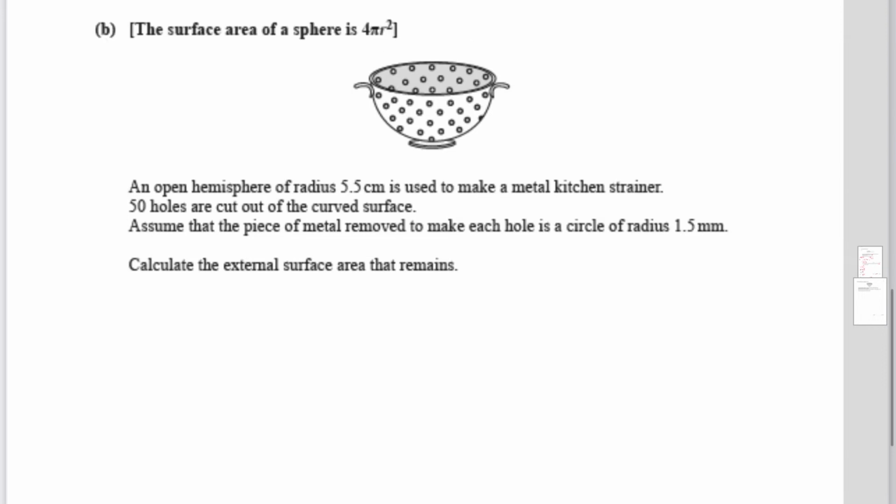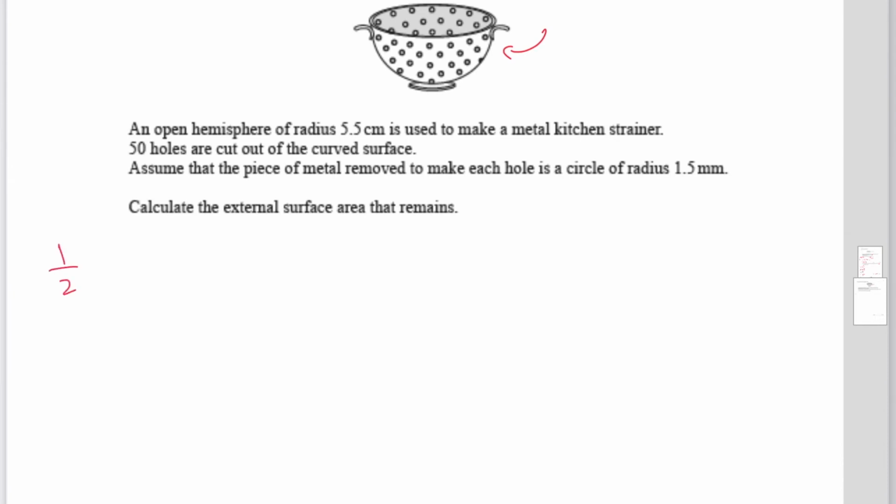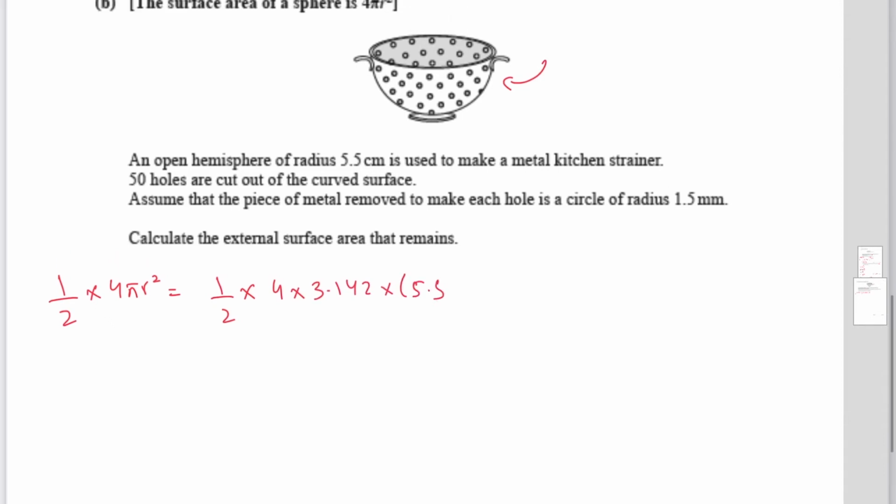First of all, let's calculate the curved surface area of this shape. The curved surface area of this shape would be half, since it's a hemisphere, times 4 pi r squared. So when we do this, we do 1 over 2 times 4 times 3.142 times the radius, which is 5.5 squared. Let's plug this into the calculator. We do 0.5 times 4 times 3.142 times 5.5 squared. This gives us 190.1 centimeters squared. This is the curved surface area of the hemisphere.